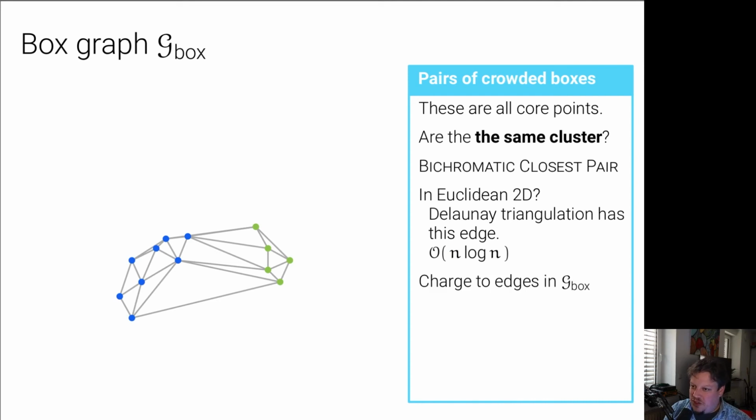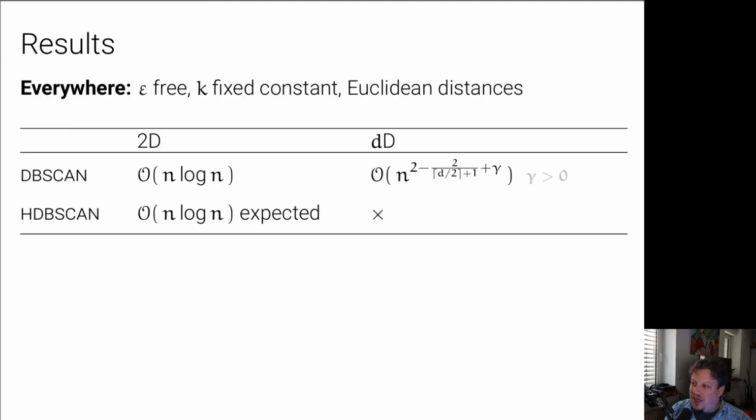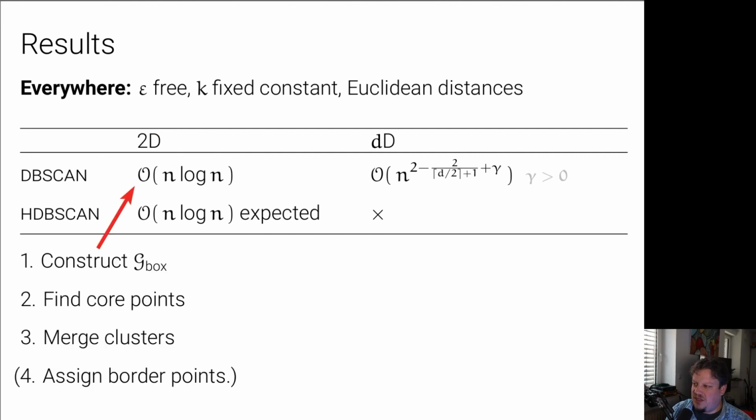And I'm going to have to charge this work to the edge of G-box, and then using the same argument as before, if you have an n log n runtime, but you split it up among more smaller things, then it actually works out. And then you can charge these edges because you still have the maximum degree 22 in the box graph. And there we have it. So that's how we get this n log n runtime for DBSCAN in 2 dimensions.